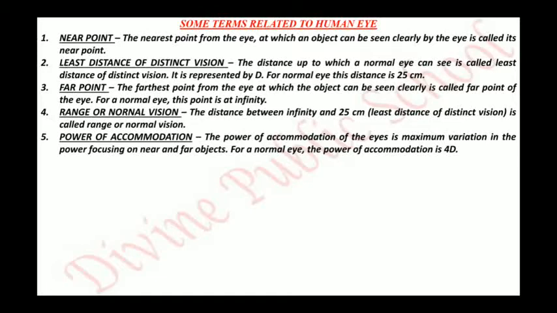The power of the eye lens when it is looking at the nearest object which it can see is 4 diopter. But at infinity the power will be 0, because at infinity the focal length is infinite. If you put P equal to 1 upon infinity, P becomes 0. So what is the range of power? 4 diopter minus 0, which is equal to 4 diopter. That's why the power of accommodation is 4 diopter.